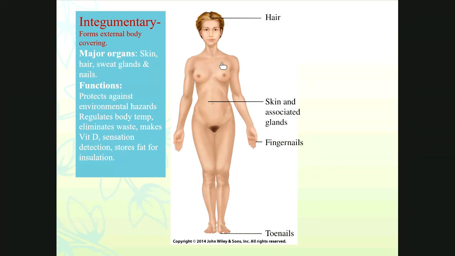It's going to separate our external environment from the internal environment, and it's going to include hair, sweat glands, nails, skin, and of course the major function is for protection against environmental hazards. It's also important to regulate body temperature. It's going to assist with eliminating waste and sweat. It's important for processing vitamin D, aids in sensation and detection, and also stores fat for insulation.